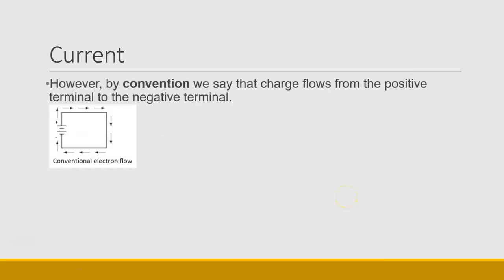However, by convention, we say that charge flows from the positive terminal to the negative terminal. Now, yes, we know that this is wrong. We know that charge is made up of moving electrons, and we know that those electrons don't leave the positive terminal and enter the negative terminal. We know that that is the other way around.